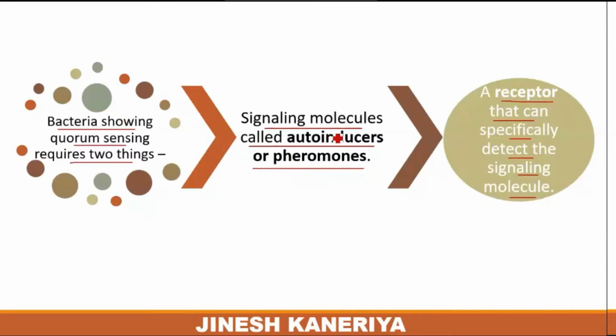First, there will be a signaling molecule called an autoinducer or pheromone that induces some kind of quorum sensing activity. The other is a receptor that can interact with the specific signal molecule, detect the signal, and then respond on the basis of this message. So autoinducer or pheromone mediated, or receptor mediated, signaling can be received by bacteria, which then react on the basis of this signal molecule.